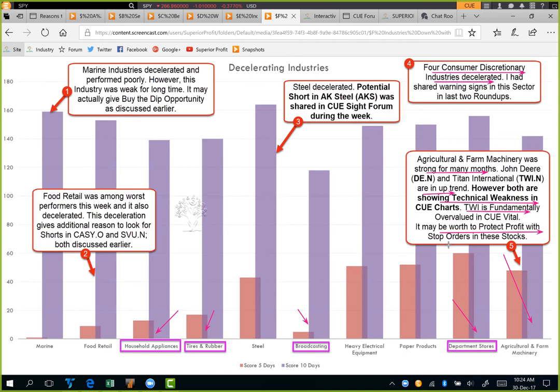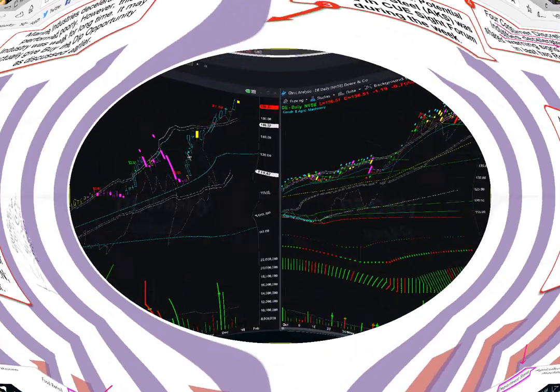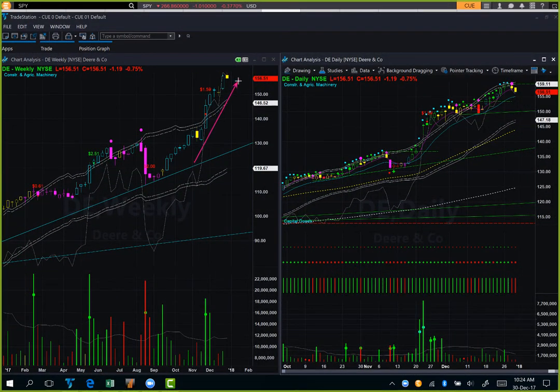Let's look at these two stock charts. John Deere, clearly bullish, going straight up in the weekly chart. However, in the daily chart, why I mentioned that it may be good to exercise caution is because of the bearish headwind signal. And the industry also decelerated. So it will be good to protect profit using Q protection signal. There is no need to short anything. There is no short signal yet. But one may be cautious about holding any long position.